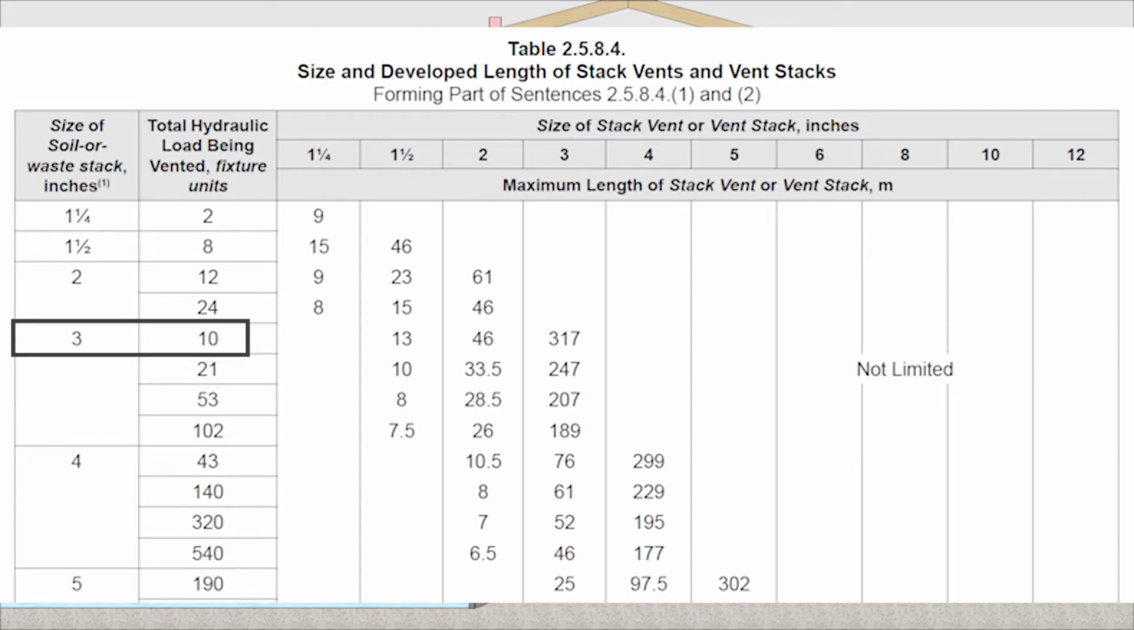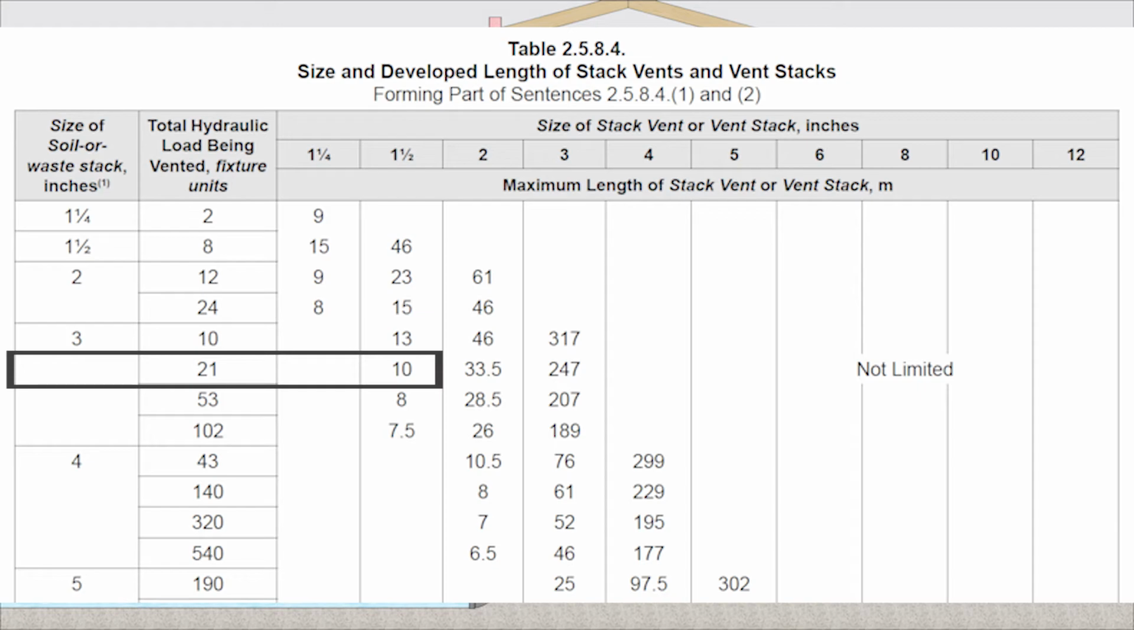That's not quite enough in the fixture units, so I go down to 21 fixture units, across to the right, and a 1.5-inch stack vent is good to 10 meters of developed length. I'm at 11. That means I need to go to 2-inch. So my stack vent will be 2 inches in size.